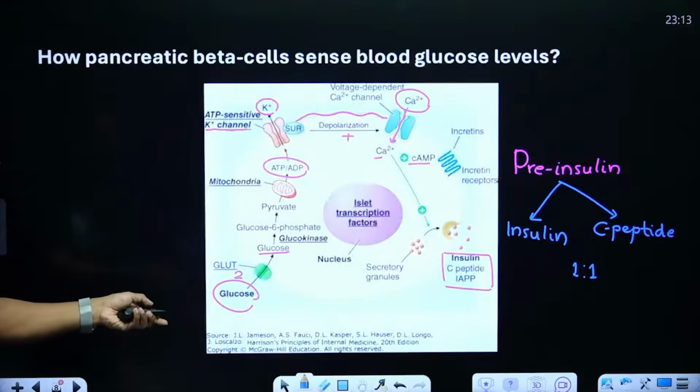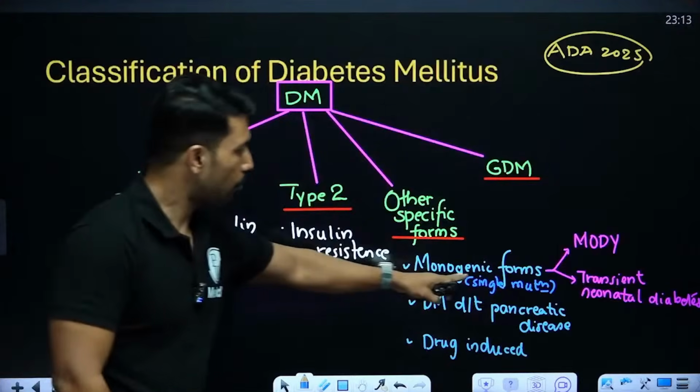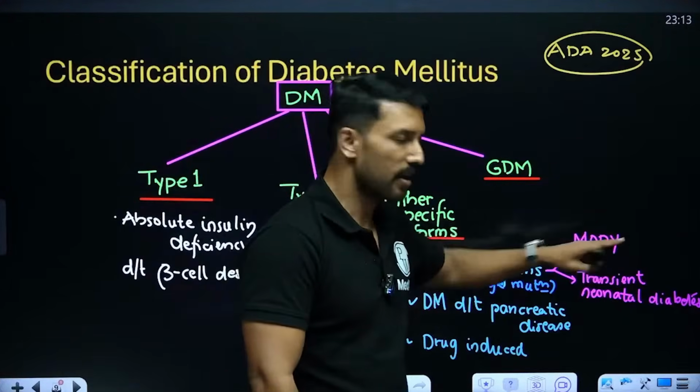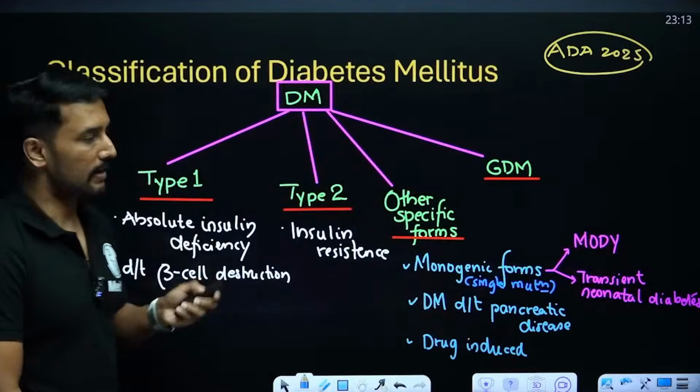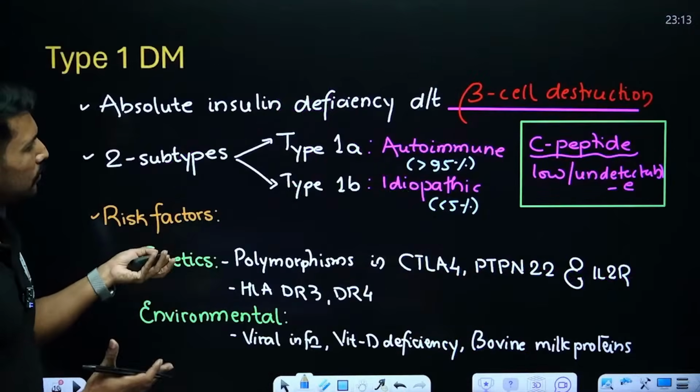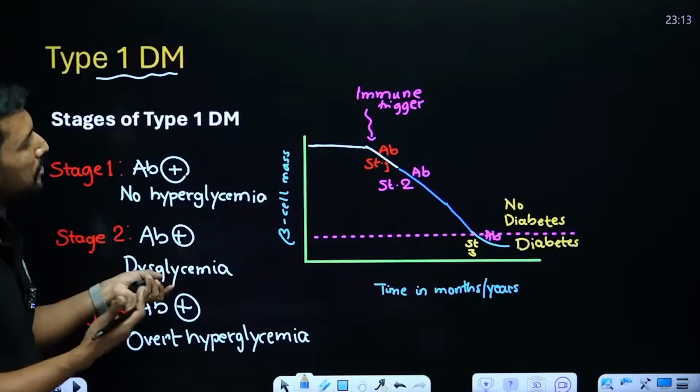Now comes this specific form that we had discussed. Apart from type 1, type 2 and in between the 1.5, the monogenic forms, one of them is MODY, maturity onset diabetes in young, right? Again, in medicine, the beauty of medicine is that a lot of information is embedded in the name.